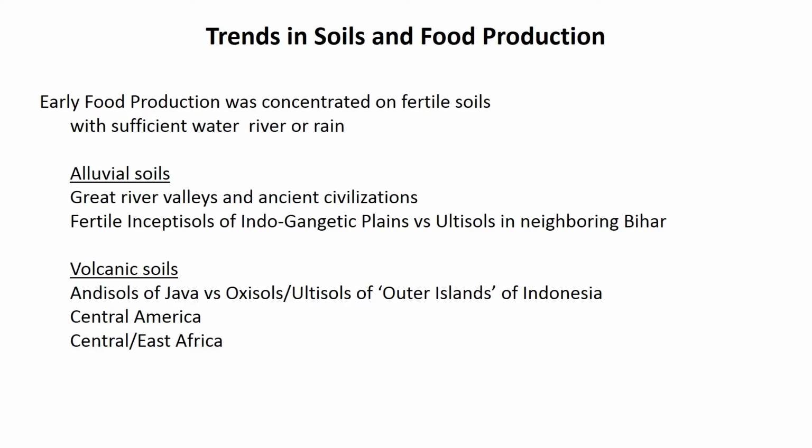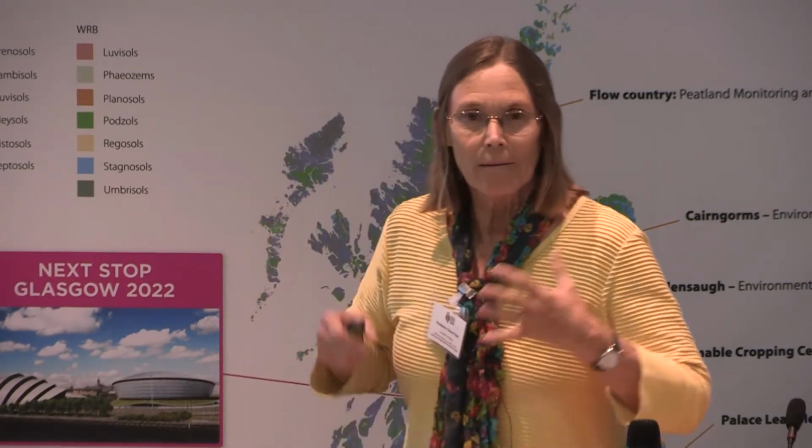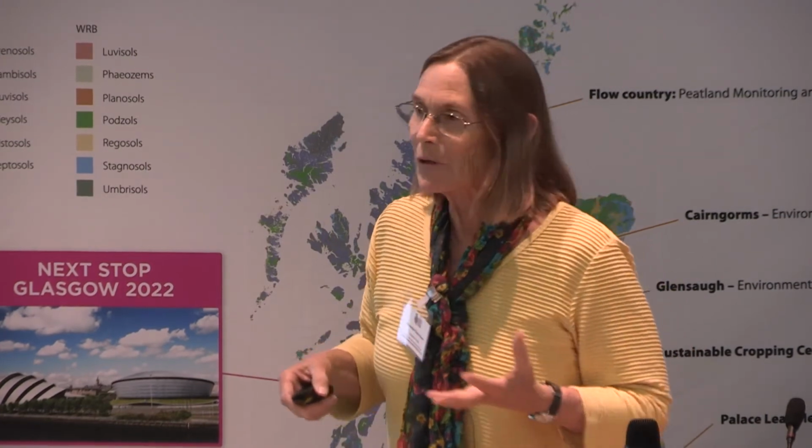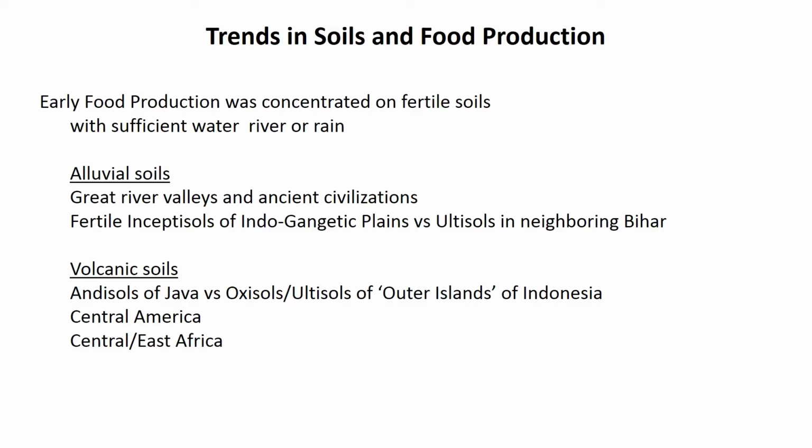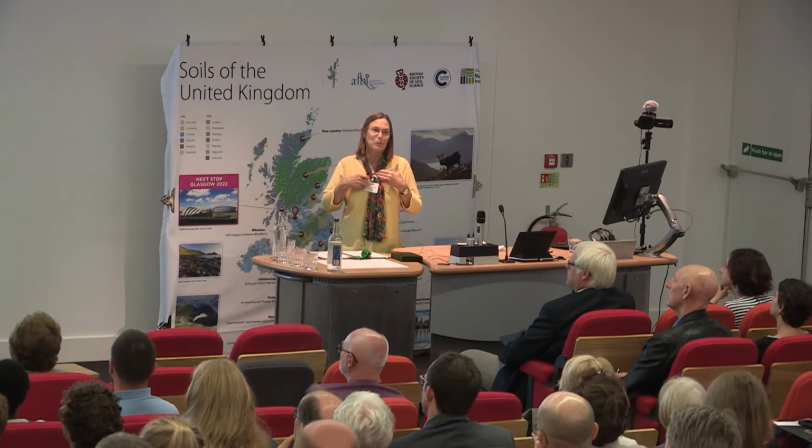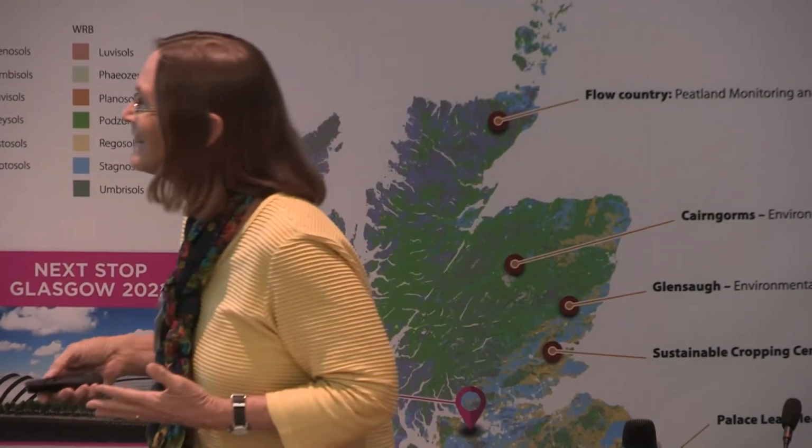Then the other ones are volcanic soils that are very, very fertile. So the andisols of Java, the highest population densities are in Java, compared to the outer islands of Indonesia, which are usually oxisols and ultisols. Pardon me for speaking the US soil taxonomy. That's what I grew up on. So if you need a translator, somebody jump up.